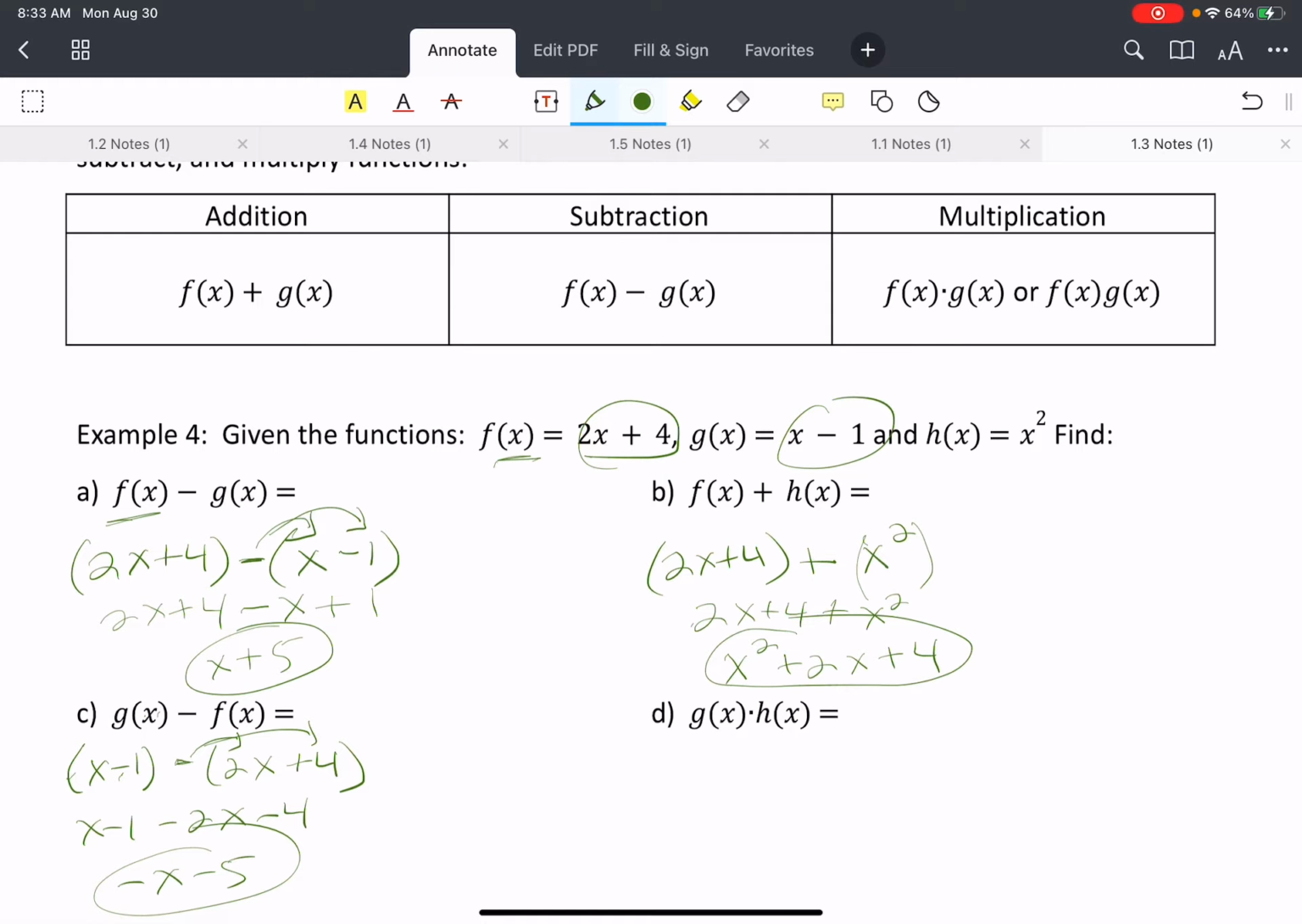So how do I know if I'm adding or subtracting? Well, look at the sentence building part. Is that addition or subtraction? Okay. So on D, am I going to add or subtract? Multiply. Trick question. Neither of those, right? Multiply. So I'm going to do g, so x minus 1 times x squared.